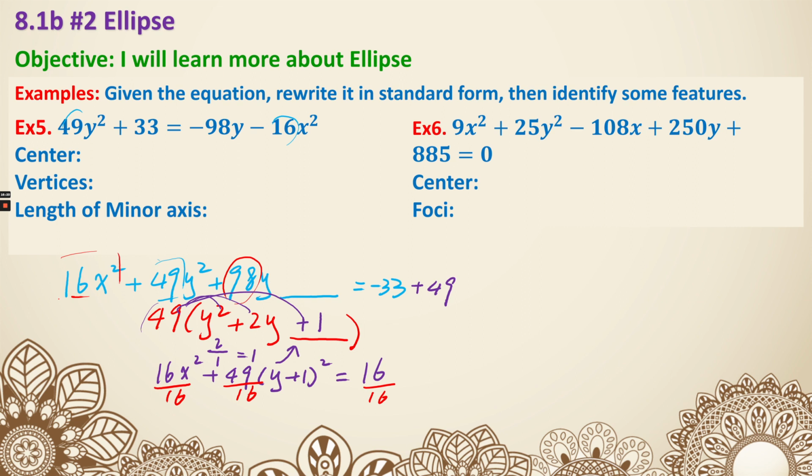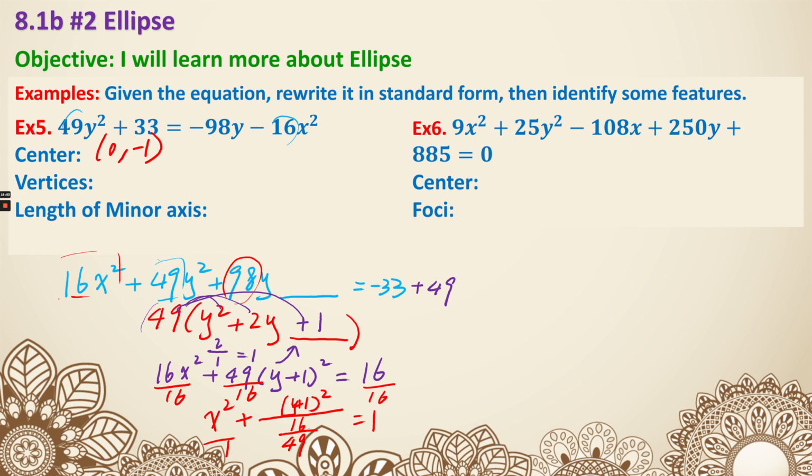We will have x squared plus y plus 1 squared, but this is multiplied by 49 over 16, which is the same as divided by 16 over 49. On the right side, that is 1. So this is quite a tricky question. Now let's start identifying things. The center would be 0, negative 1. These are the numbers that are related to the x squared and the y squared. And we can also start identifying our a, b, and c.